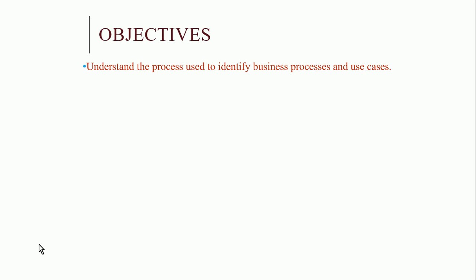So our objectives are to understand the process used to identify a business process and use cases. I'm going to walk you through the brainstorming technique to discover what the use cases are. I'm going to talk about different ways that we can do that, and how we analyze these processes that we learned about in the requirements gathering phase in order to understand the system that we're trying to develop.